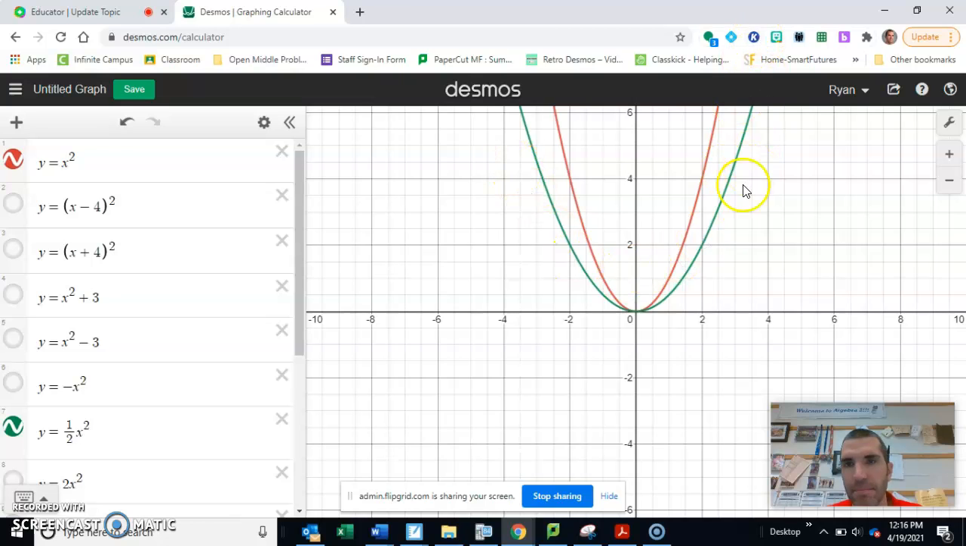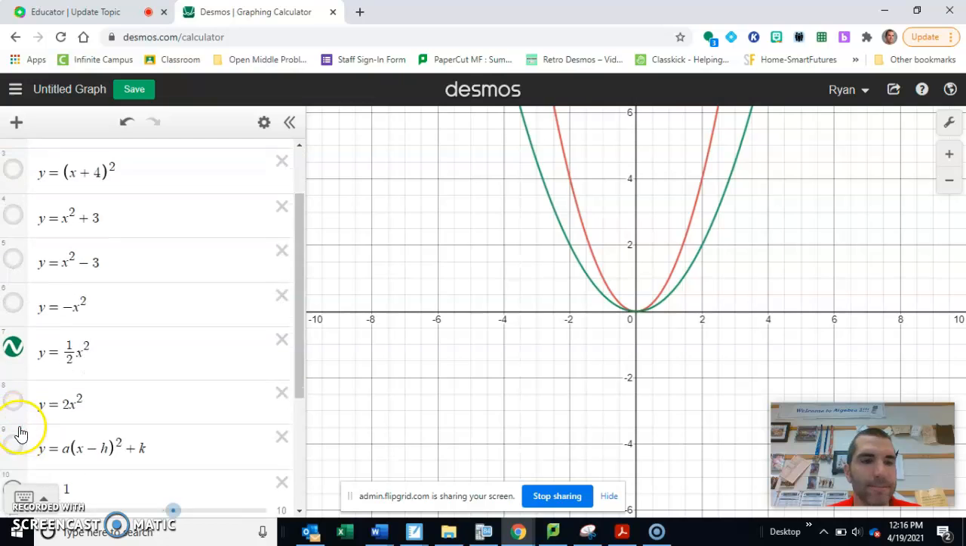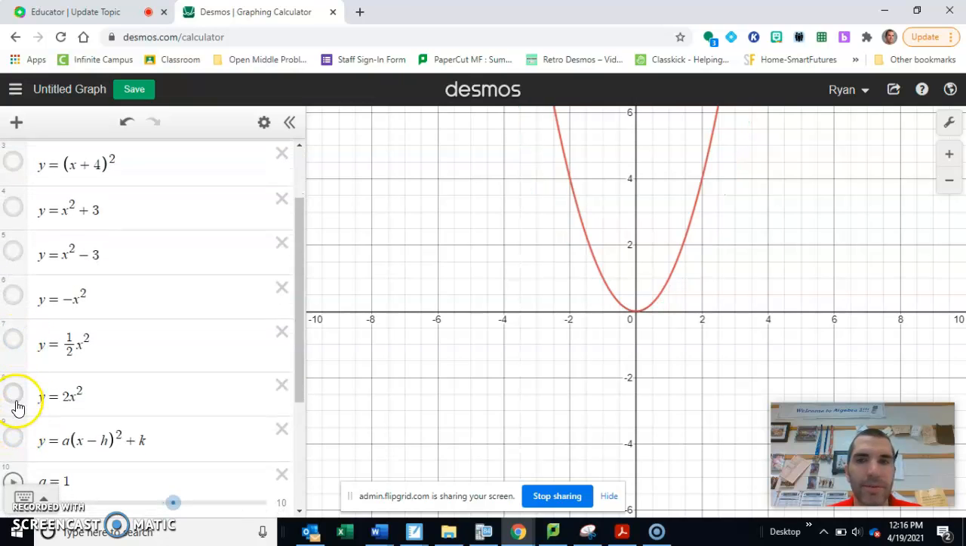Notice how this is like pushed down. It's wider than the normal. It's closer to the x-axis. I was able to vertically stretch my parabola by putting something greater than 1 in for the a value. And notice how in this case it is growing faster than the normal parabola.